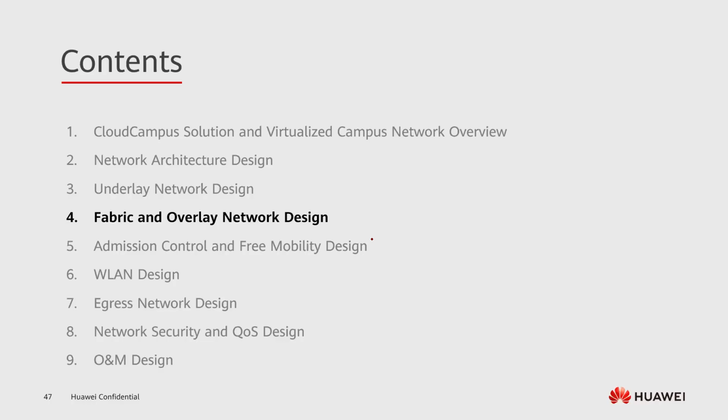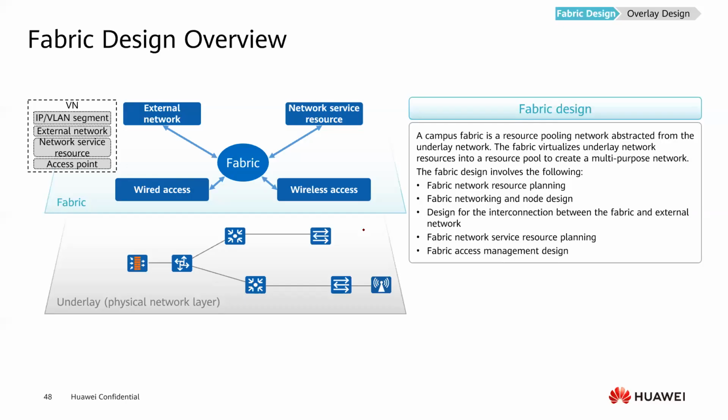After you design the underlay, you need to consider the fabric, the resource pool. Also consider the virtual network, using the resource pool to create different VNs to support isolated services. And for the fabric design, you need to think about some resource pools, such as the network resource plane, the networking node design, which device is the edge node, which one is the border, and the design for the interconnection between the fabric and the external network.